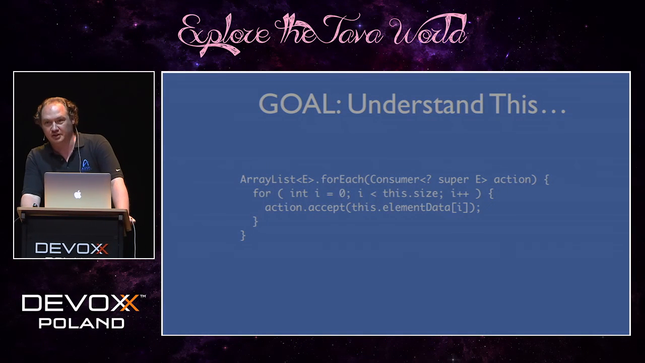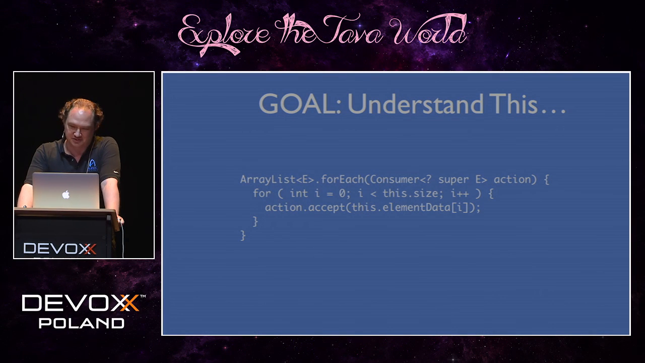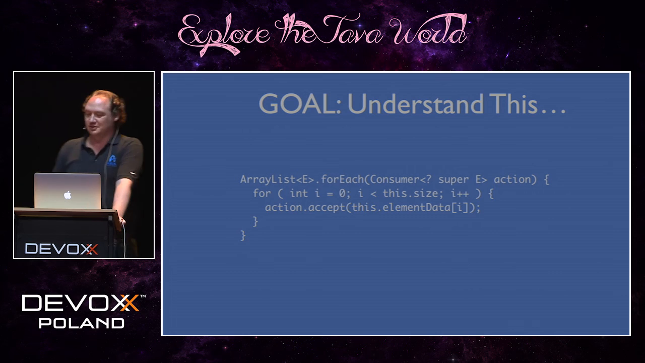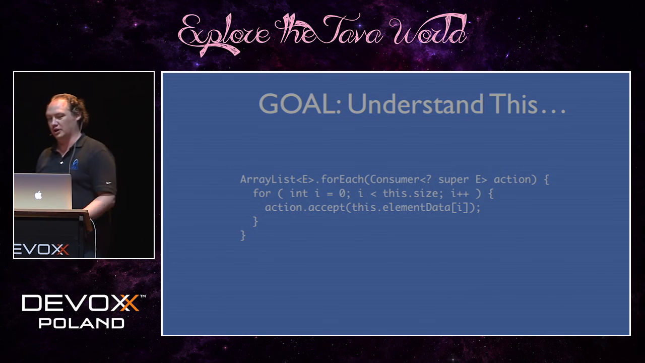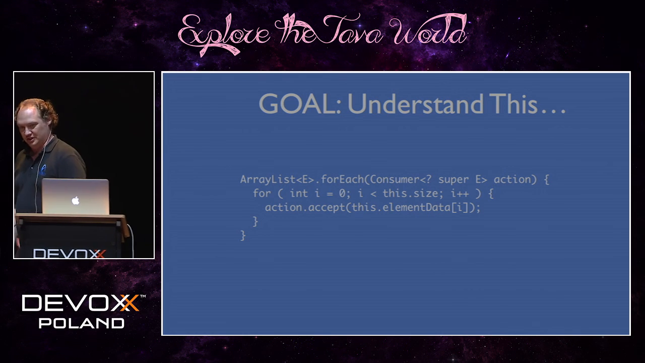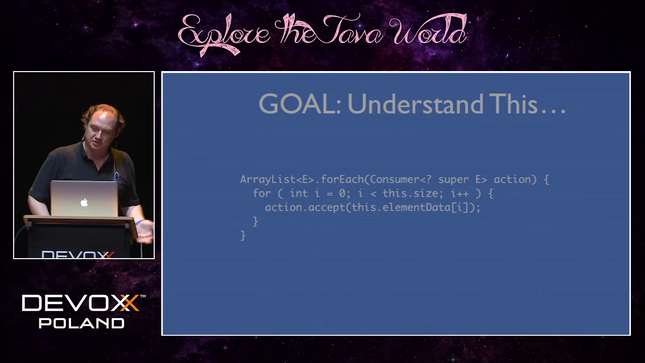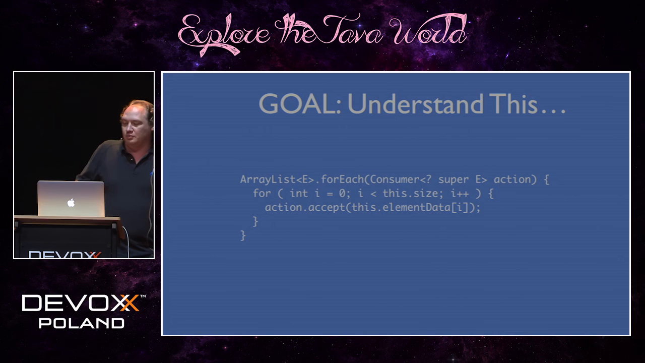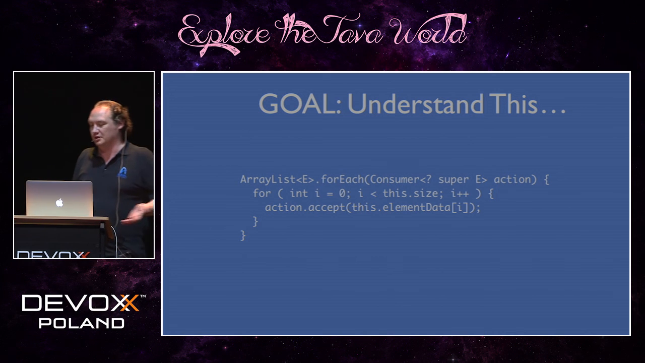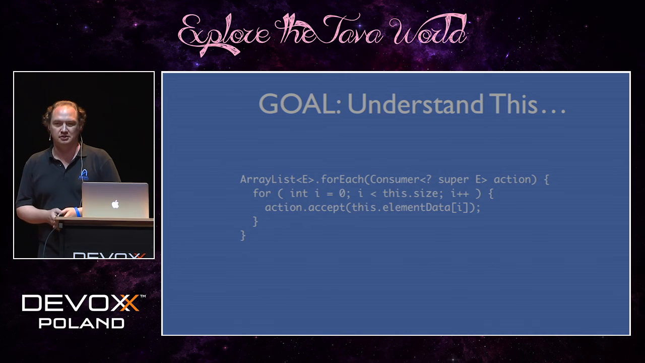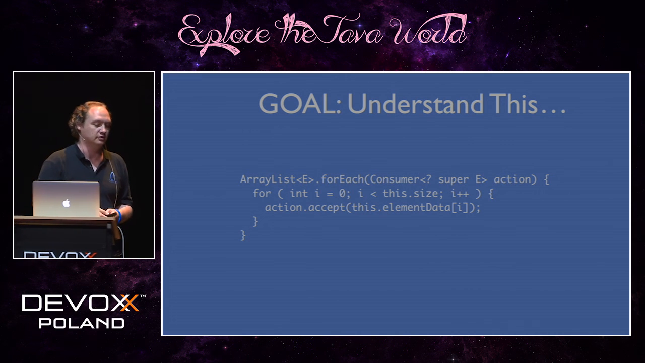And more specifically, our goal for today is to understand this. Yes, ArrayList forEach, added in Java 8. This is sort of a simplified view of what it might look like. It takes in a consumer, it's an action, it's just a functional interface, and we call that functional interface for every element in the ArrayList. That's it. This is what we're going to be talking about.